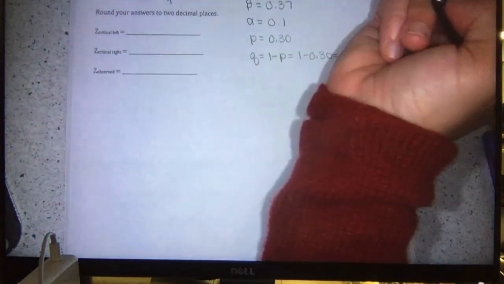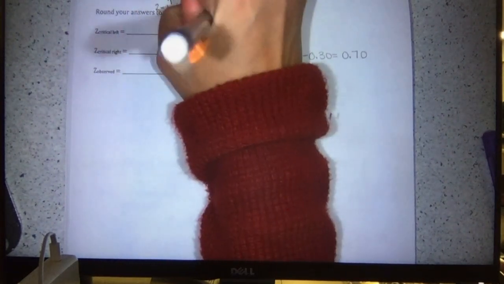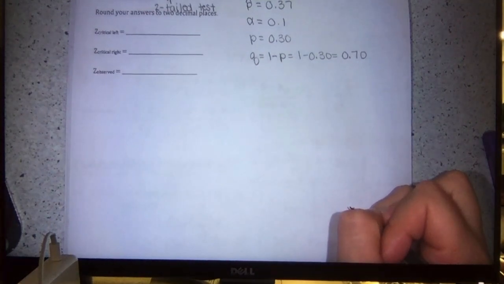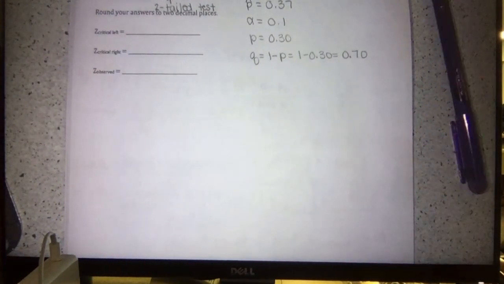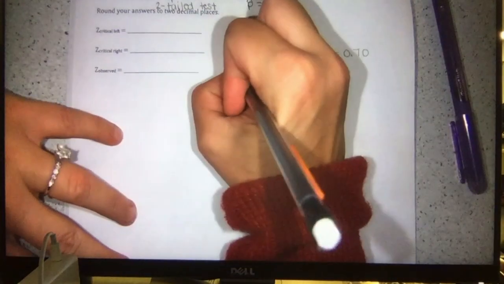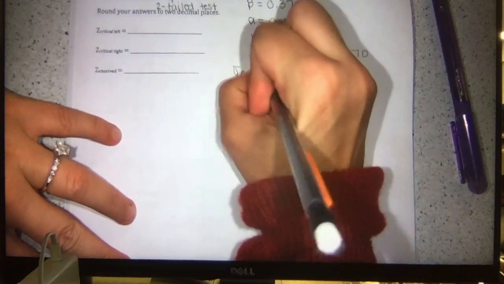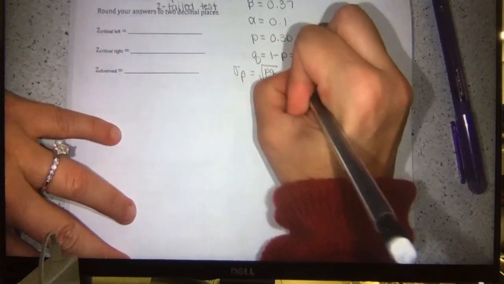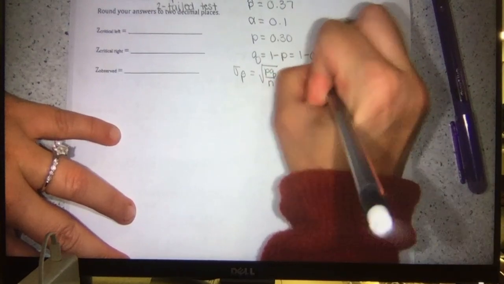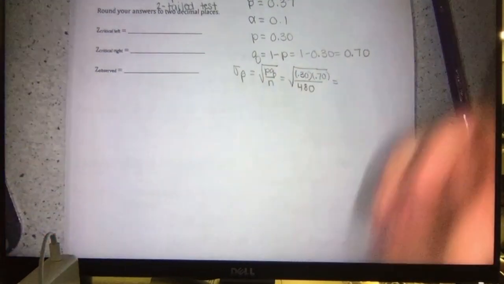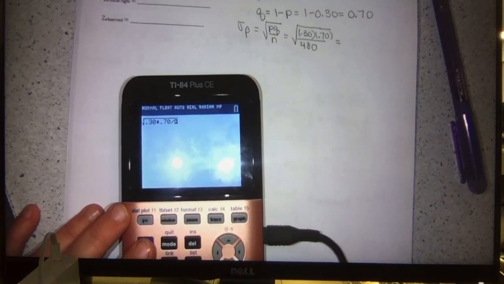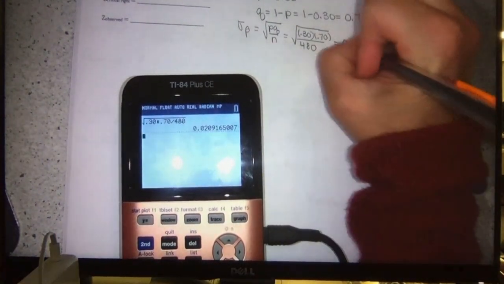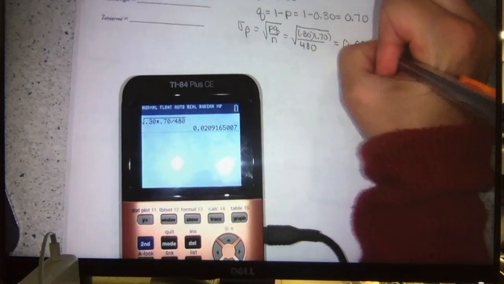By our alternative hypothesis, it's not equal to, so we know it's going to be a two-tailed test. It's just looking for critical and z values. We only have to use the critical approach here. We don't have to use the p-value approach, so that's good. So our sampling standard deviation is the square root of p times q over n. So the square root of 0.30 times 0.70 all over 480, which will give you 0.0209.